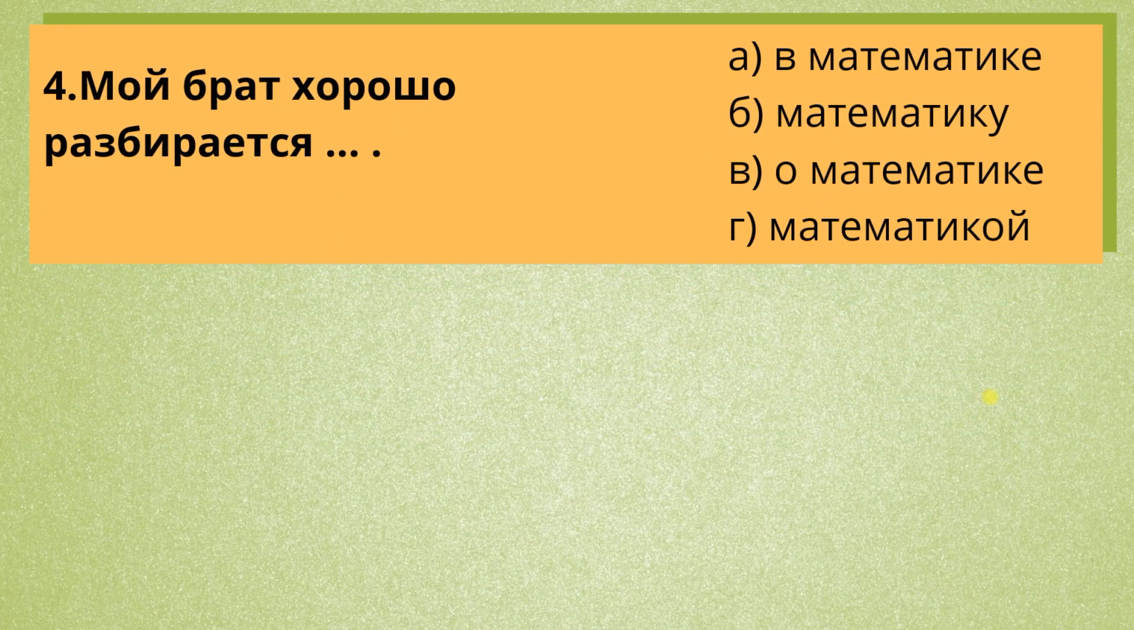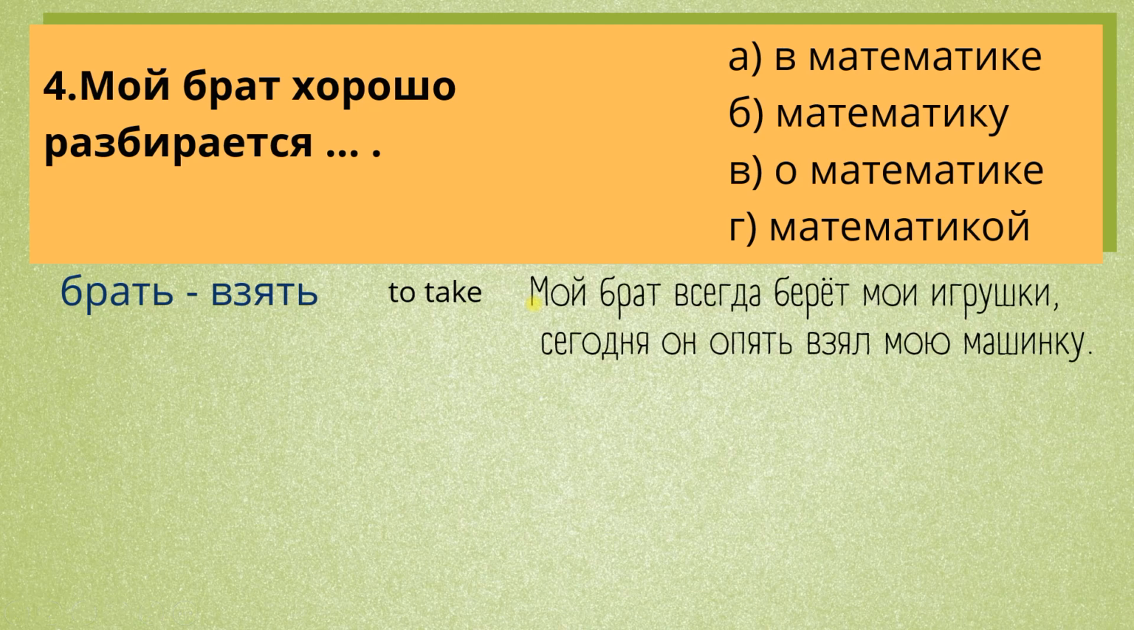Now the situation is different. We'll talk about this strange word разбирается. There is брать or взять root. Root брать means to take. Here I put imperfective form and perfective. Брать, взять. Мой брат всегда берет мои игрушки. Сегодня он опять взял мою машинку.